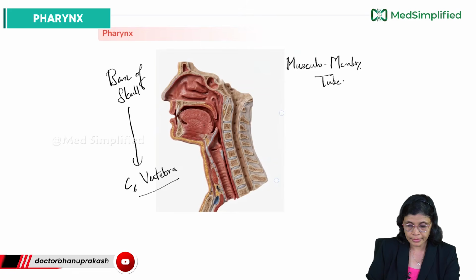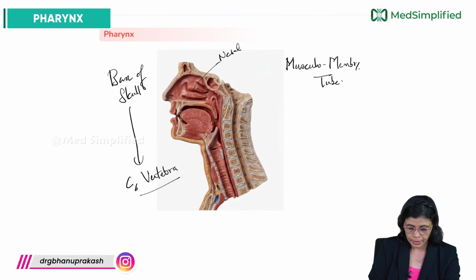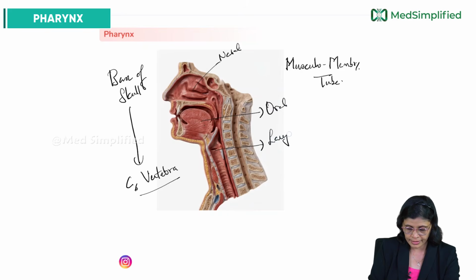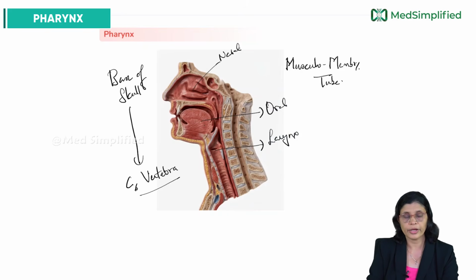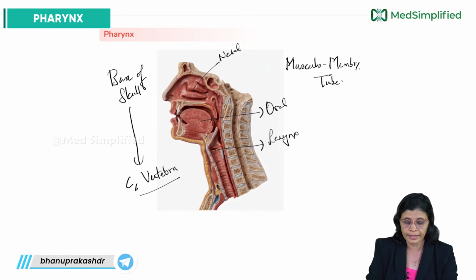Here it is situated behind the nasal, the oral and the laryngeal cavity. So between these three cavities and the larynx it is located. Accordingly we call those parts of the pharynx as nasopharynx, the oropharynx and the laryngopharynx.